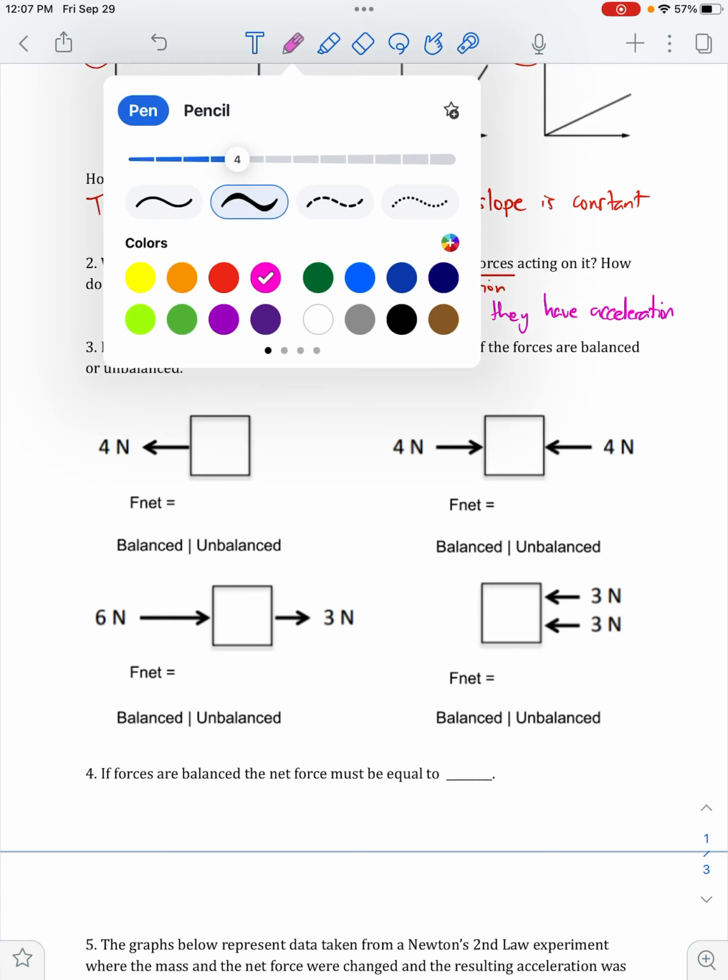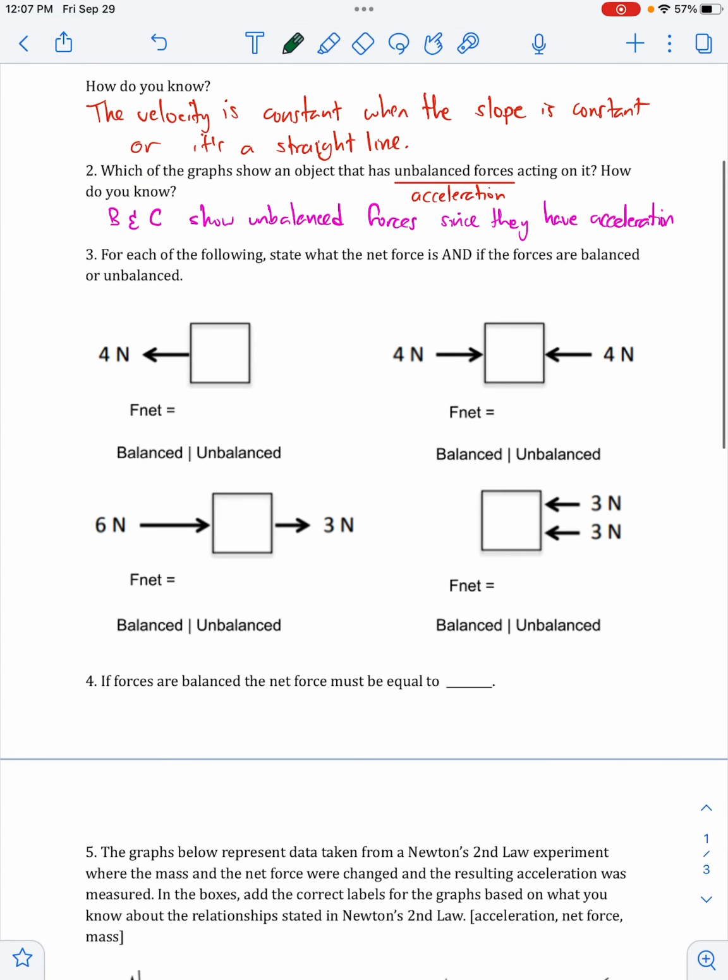Okay, moving on. For number 3, for each of the following, state the net force and if the forces are balanced or unbalanced. To get the net force, you just have to add or subtract all the different forces together. Right, so if you have 3 forces, you just add those, or add however many forces you have. To the left will be negative, to the right will be positive. So in this case, for the first one here, this force would be negative 4 newtons. And there's no other force, so that's the only force, and that would be our net force. This is unbalanced because there's no force to cancel it out.